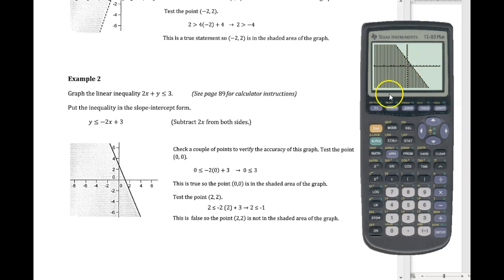So we plug in 0, 0. We end up with 0 is less than or equal to 3. That is a true statement. So that's why that side of the graph is shaded.